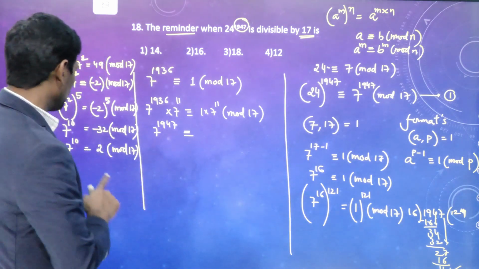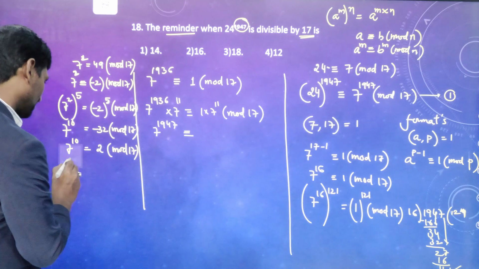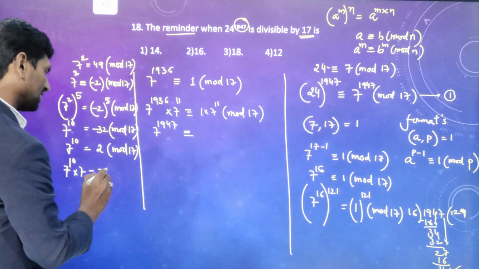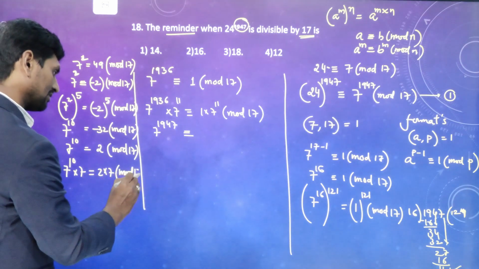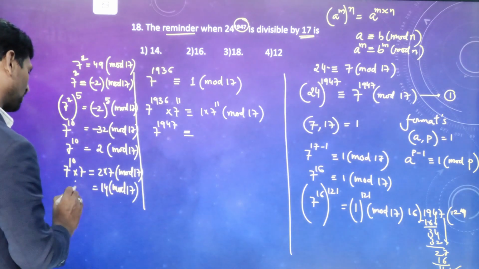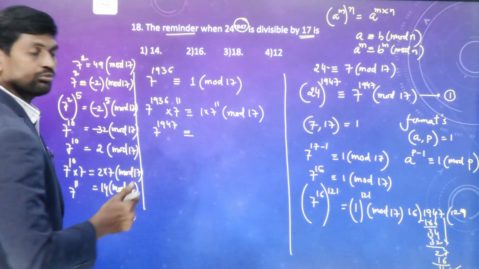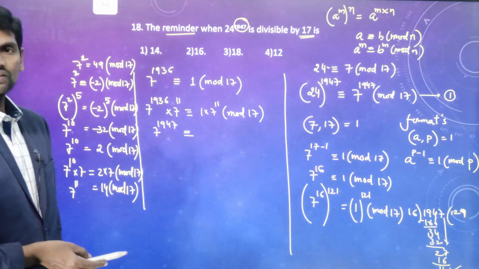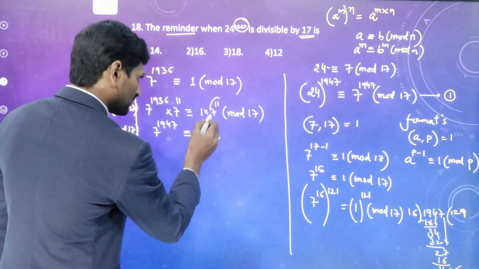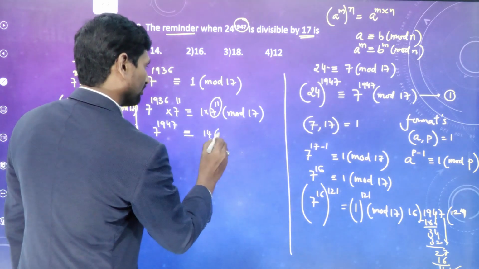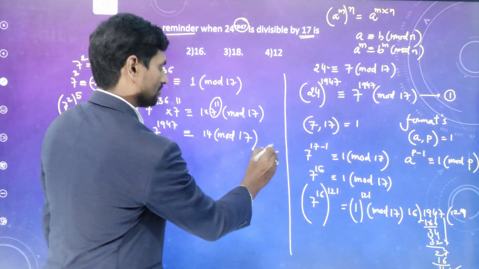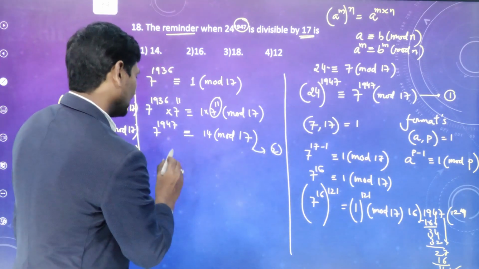So 7 power 10 value is 2, but I want 7 power 11 value. That means one more 7 I need. Multiply both sides. So simply 14. 7 power 11 value is 14 mod 17. Remainder is 14. Okay? In the place of 7 power 11, we can write 14 mod 17. So from equation 1 and equation 2, we can say that the remainder is 14.